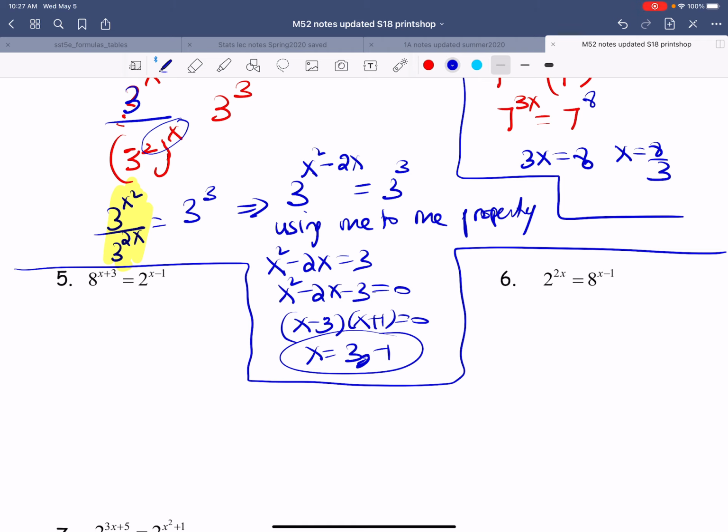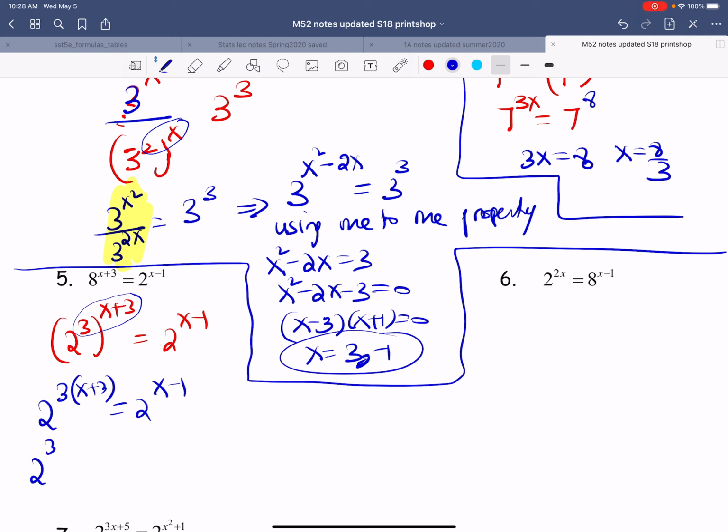Let's look at example number 5. 8 to the power x plus 3 equals 2 raised to the power x minus 1. Okay, so 2 to the third power is 8. And I do have 2 to the power x minus 1 here. Now what's going to happen between these exponents? They're going to multiply. Very important. This is the step a lot of students miss. They forget to distribute the 3 into the entire outer exponent. So the 3 is going to multiply with the whole outer exponent, not just with the x. Okay. So 2 raised to the power 3x plus 9 equals 2 raised to the power x minus 1. Now we can use the one-to-one property.